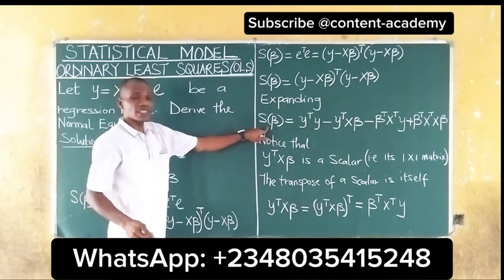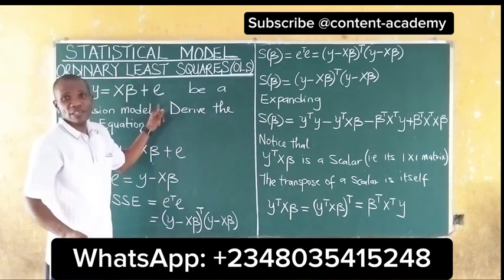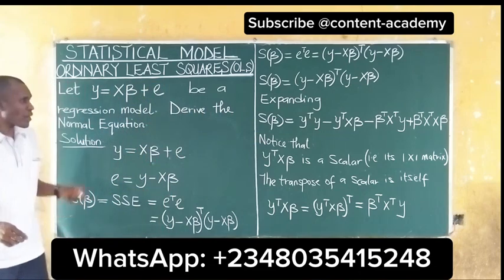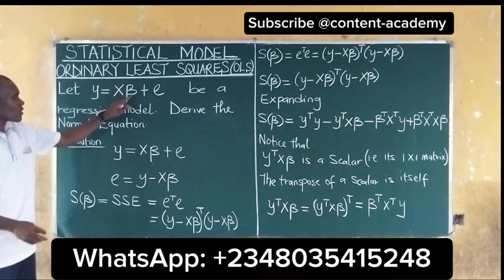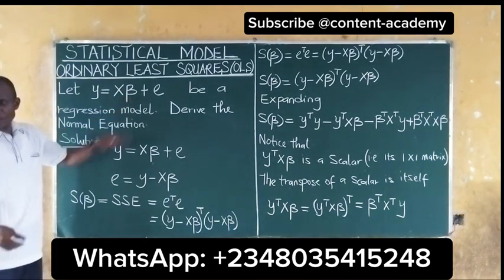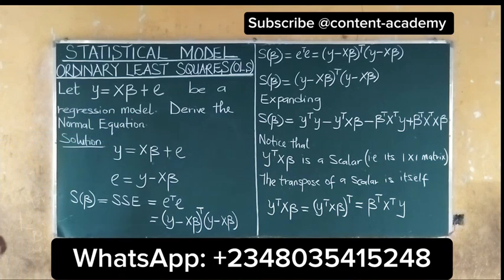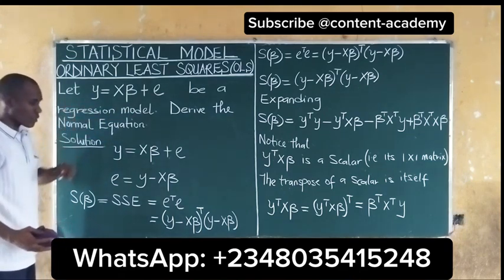For us to rewrite our objective function, we move over to this side of the board to do that. Remember, we are asked to derive the normal equation. That means we are asked to find the estimate of b. What will it give us? So we move over to this side of the board.